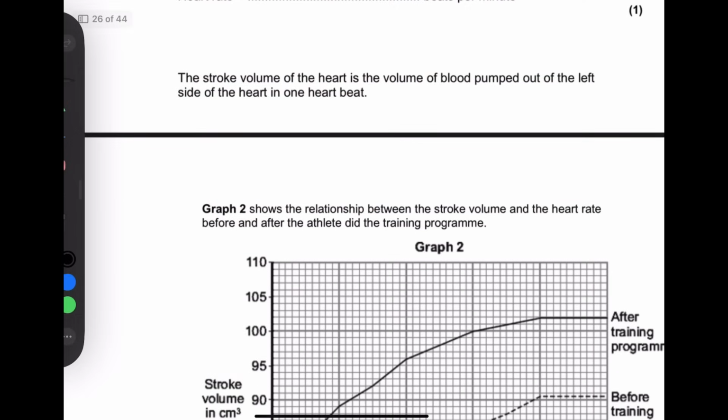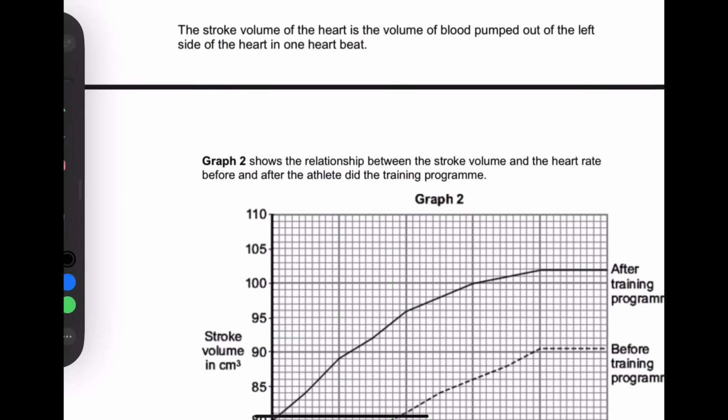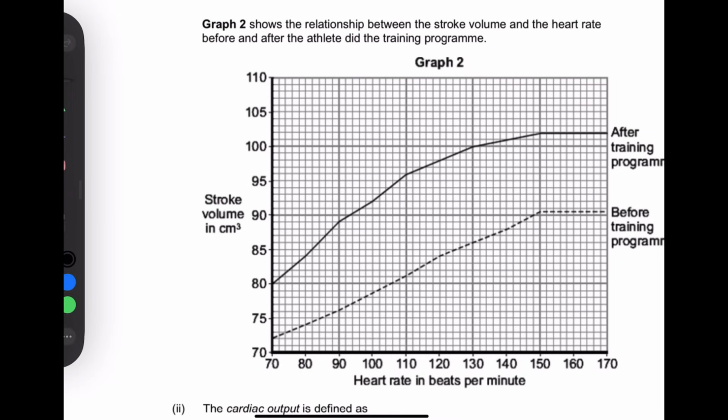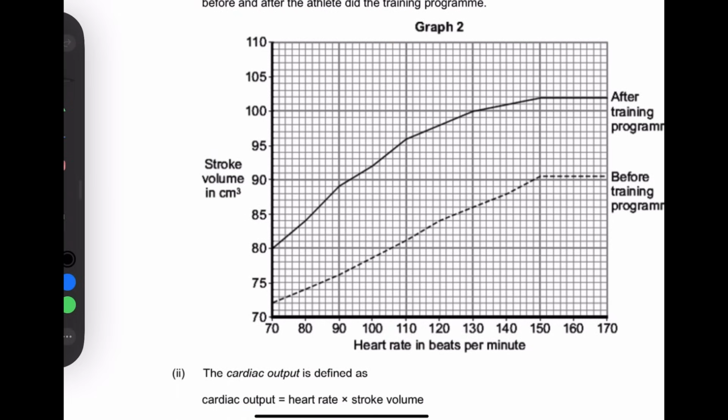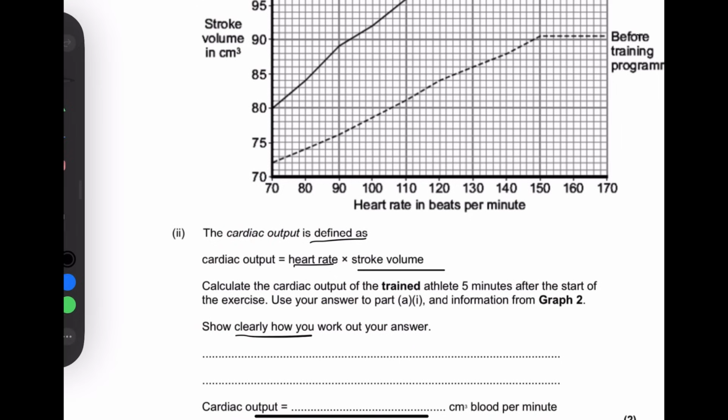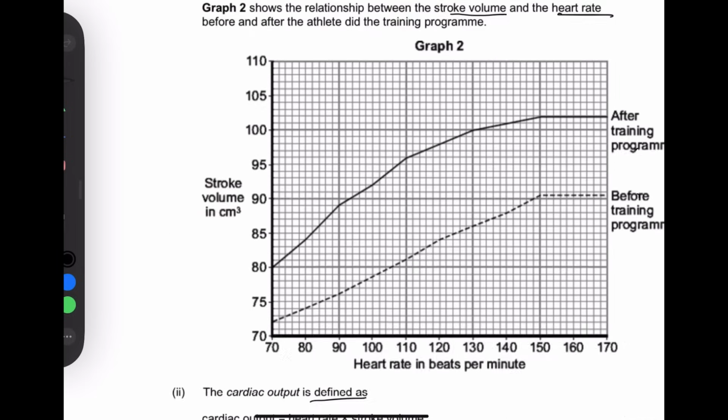The stroke volume of the heart is the volume of blood pumped out of the left side of the heart in one heartbeat, and graph 2 shows the relationship between stroke volume and heart rate before and after the athlete did the training program. This is the key. So cardiac output is defined by heart rate times stroke volume. So clearly show your answers. Calculate the cardiac output of the trained athlete 5 minutes after the start of the exercise and use your answer from part A.